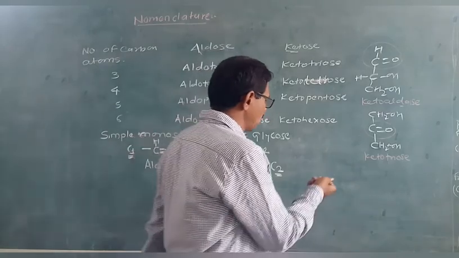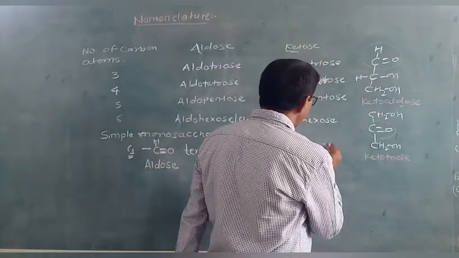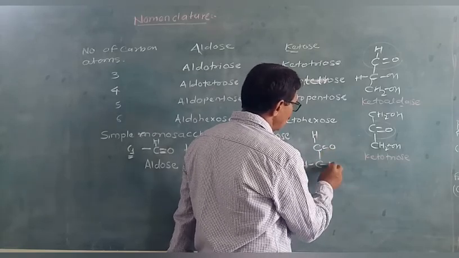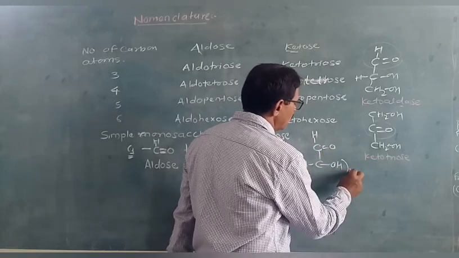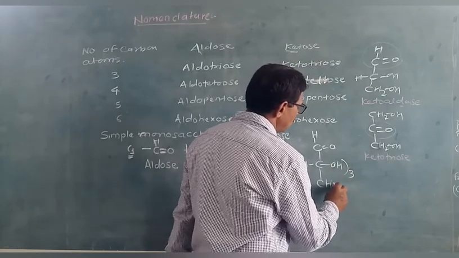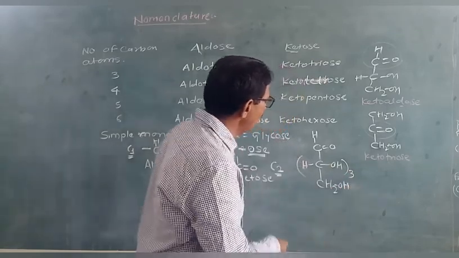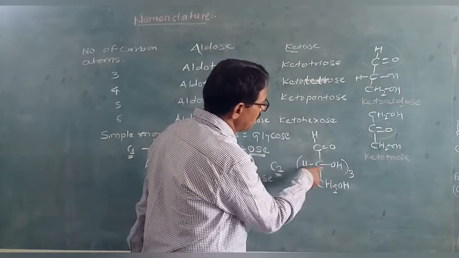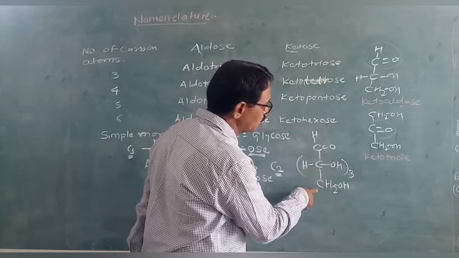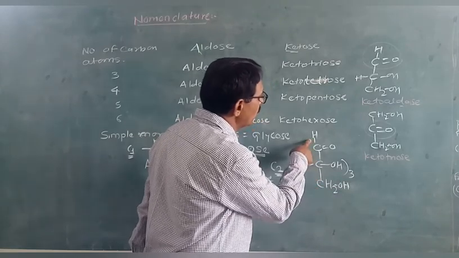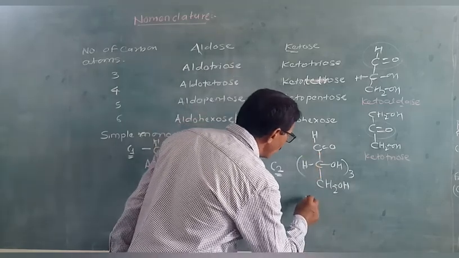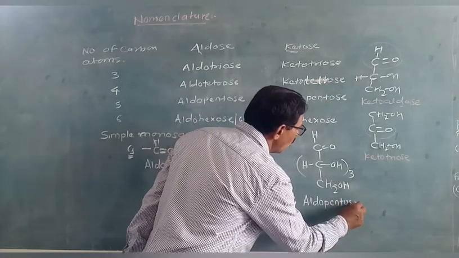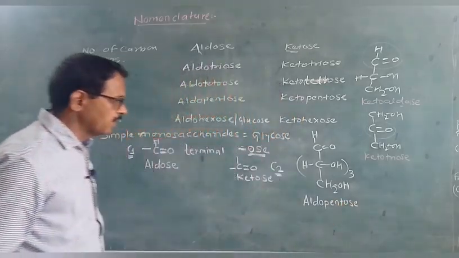For example, suppose the structure is like this. Here is an aldehyde group, then CHOH 3 times, and here CH2OH. What is the name of this carbohydrate? There are totally 5 carbon atoms, which means it is a pentose sugar. It has an aldehyde group, therefore it is aldopentose. The name of this sugar is aldopentose.